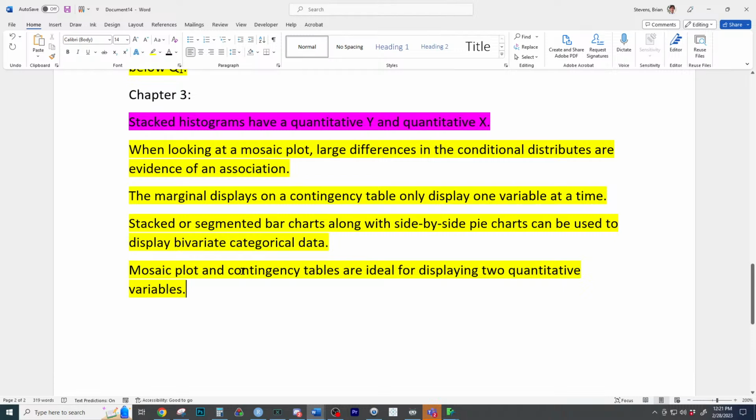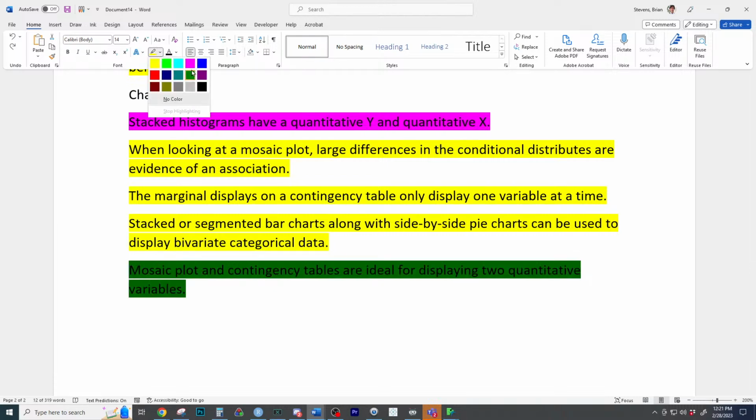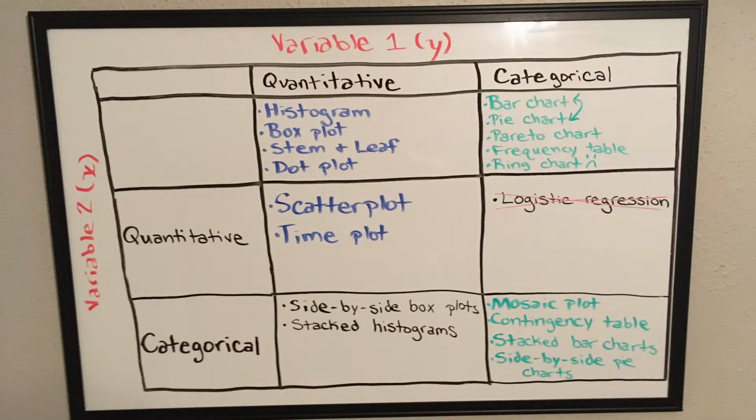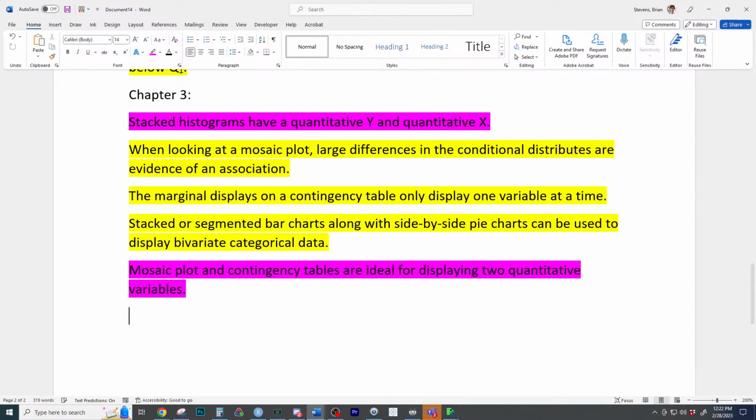This is false. Why is it false? It says it's ideal for displaying two quantitative variables. So why is it false? Oh, wait, I put the true color on it. Why is it false? Contingency tables and mosaic plots are for two categorical variables, as seen in the bottom right corner. And a scatter plot is quantitative, i.e. QQ: straight enough, no outliers. Or if you have time on the x-axis, it's a time plot. Time plots are special case scatter plots. Chapter 2. And do check it out.